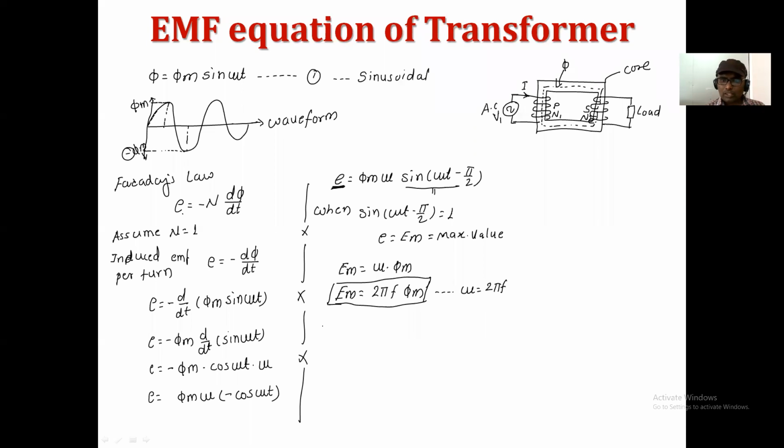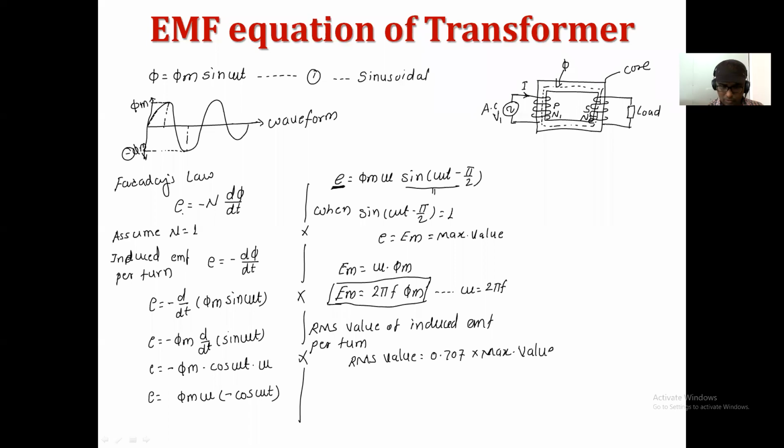Might be in the 12th standard, you might have learned that if I want to calculate the RMS value of the induced EMF per turn, where n is equal to 1, that is nothing but the RMS value, which is equal to 0.707 into the maximum value. Do you know this formula?